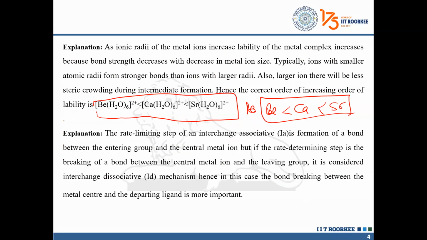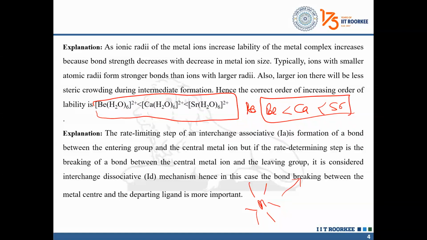And yeah, the second question: the rate limiting step of an interchange associative mechanism is the formation of a bond between the entering group and the central metal ion. But if the rate determining step is the breaking of a bond, that will be the dissociative mechanism. Hence, in the case of dissociative mechanism, the bond breaking between the metal center and the departing ligand is more important.